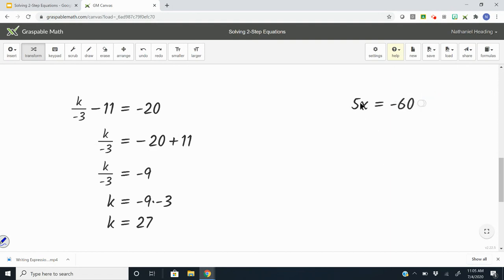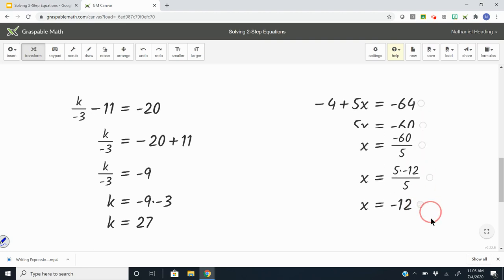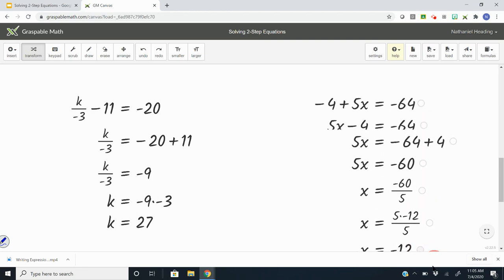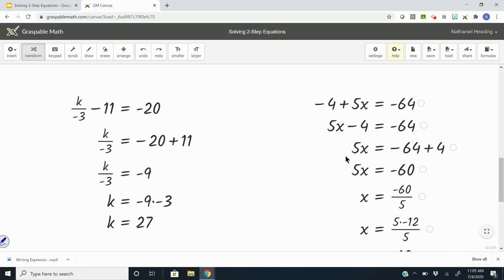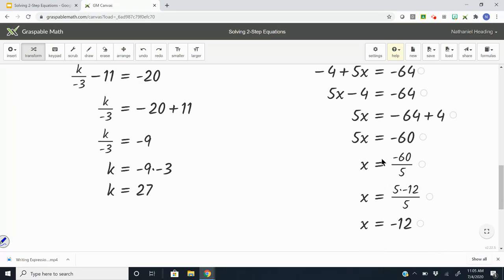Next, to undo this times 5, I'm going to divide by 5. So negative 60 divided by 5 is negative 12. So then I'm going to show all my steps. So I see that, there we go. I undid subtraction, I added to both sides, and then I divided. So that concludes our tutorial on how to use Graspable Math and how to solve two-step equations.